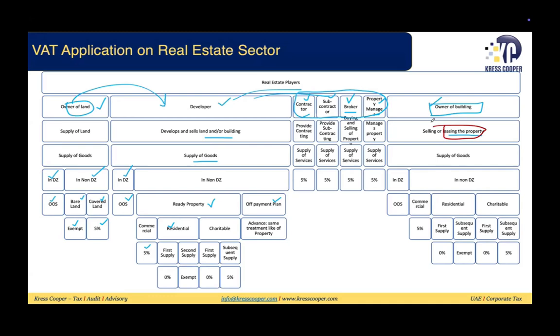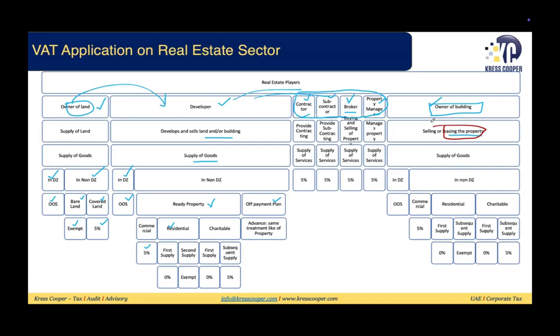In the non-designated zone, in the mainland or in a free zone which is not a designated zone, then this is a commercial, residential or charitable property. Commercial property is straightforward, subject to tax at 9%. Residential: first supply zero rated, subsequent supply exempt. Charitable: first supply zero rated, subsequent supply 5%. So this is a very comprehensive summary of the VAT law regarding the owners of the building, owners of the plot of land, developer, contractor, subcontractor, broker, property manager, and owner of the building.